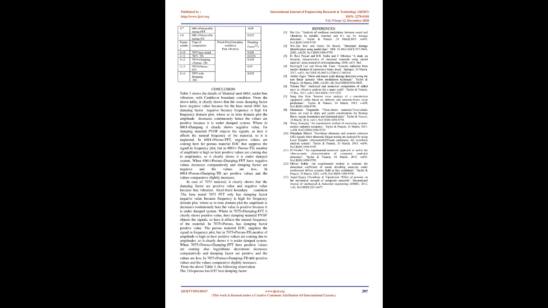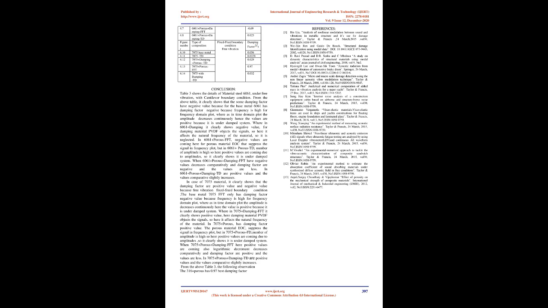In 6061 plus porous FFT, negative values are coming because the porous material EOC suppresses the signal in the frequency plot, but in 6061 plus porous TD the number of amplitudes is high, so positive values are coming due to amplitudes, so it clearly shows it is an underdamped system. When 6061 plus porous and damping FFT have negative values, they decrease comparatively and the damping factors are negative and the values are less. In 6061 plus porous and damping TD the values are positive and comparatively slightly increase.